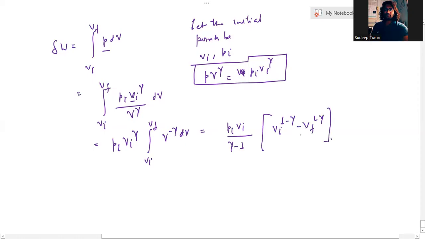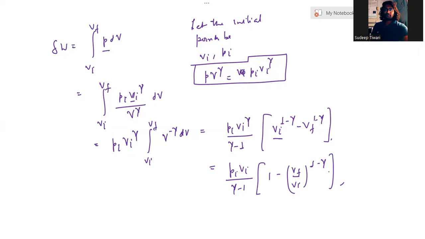Okay, and then you can do all sorts of different things from here itself. You can also take some Vi raised to power common out, so I'll get Pi Vi upon gamma minus 1 times 1 minus Vf upon Vi raised to power 1 minus gamma. All these things can be done at your end, and you can always play around with some parameters.